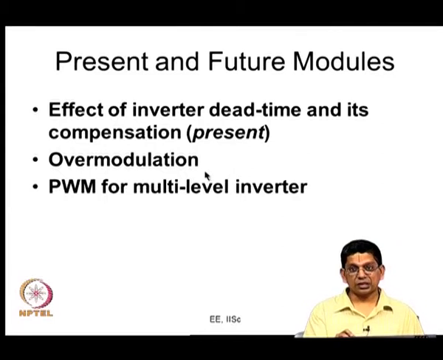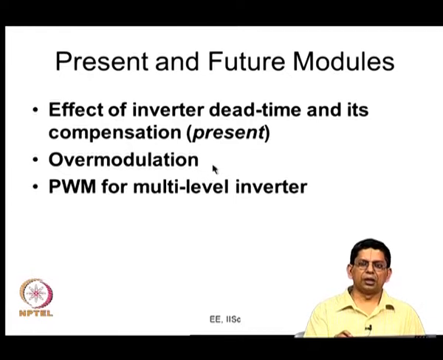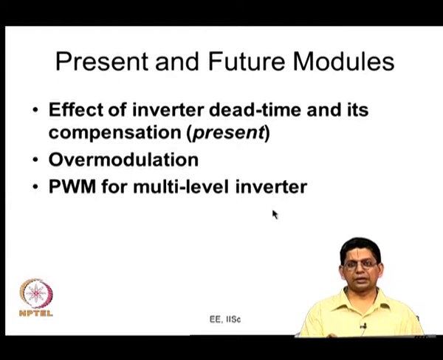If you go to six-step operation, you can go to 2 by pi times VDC, something like 0.64 VDC. But between 0.577 VDC and 0.64 VDC, you need to operate in a non-linear range, that is, the reference voltage and the actual fundamental voltage will not be linearly related. So it has certain challenges. How you do that would be the subject of our discussion in the next module. We will finally be looking at some pulse width modulation for multi-level inverters.